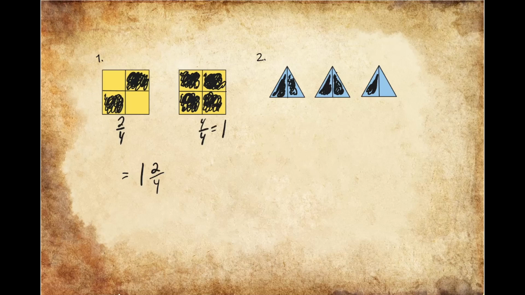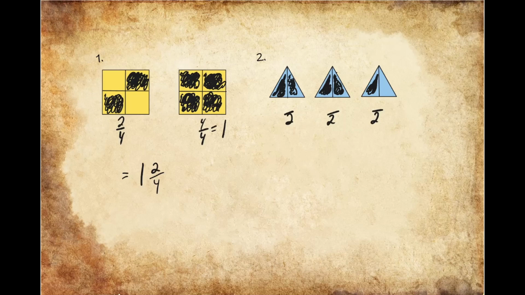So if you're ready, I encourage you to give number 2 a try on your own, but you'll remember that our first step is to figure out the value of the denominator, or to figure out how many equal parts each shape has been split into. And as we can see in these triangles, each one of these triangles has been split into 2 equal parts. So we know that the denominator for each one of these triangles is going to be 2.